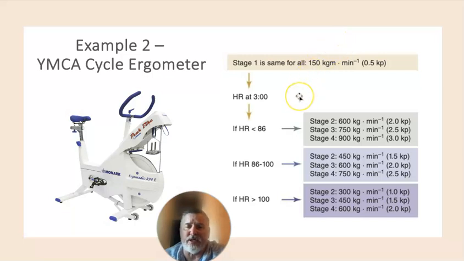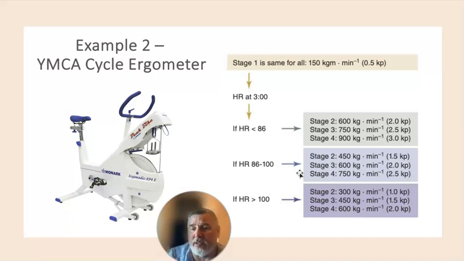Then the test is based on your heart rate response. If you have a low heart rate response, that means you're fitter than if you have a really high response. If your response is less than 86 beats per minute at the end of 3 minutes, you're going to do these stages. No matter what the second, third, and fourth heart rates are, you're going to stay in this box. If your heart rate after the initial stage is between 86 and 100, you're going to do this one, and you're going to do it the entire time. You're not going to go back and forth based on your second heart rate response.